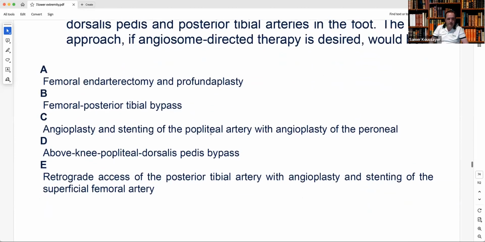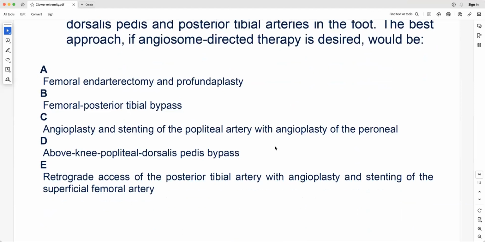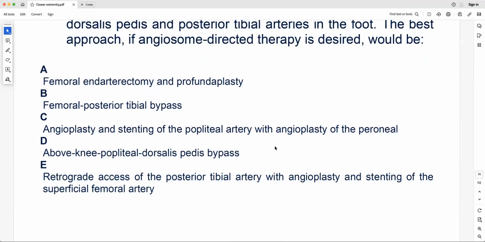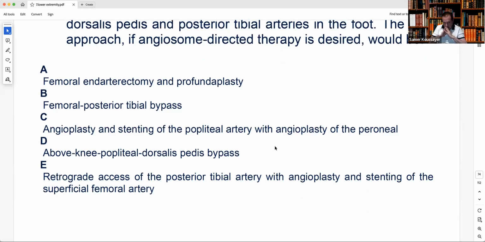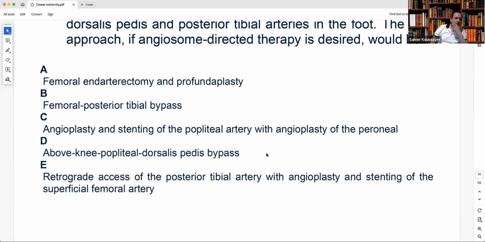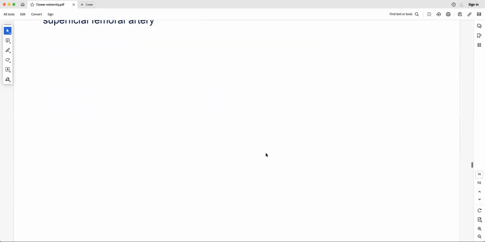Let's keep going. Next is above knee popliteal to dorsalis pedis bypass. If the ulcer is on the dorsum of the big toe, this would be a very good option. Next, E. Retrograde access of the posterior tibial artery with angioplasty and stenting of the superficial femoral artery. We don't know anything about the SFA. That doesn't make sense. I wouldn't choose it. For me, none of them is correct. Yeah, honestly.